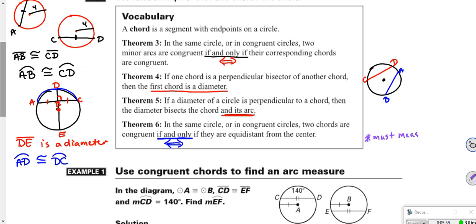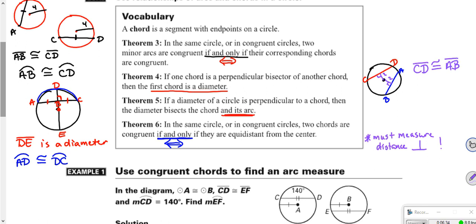Must measure distance perpendicularly, okay? I'm using symbols here. So if I say that this distance here, and I'm going to mark it perpendicular, is 2, and I say that this distance here, again, I'm going to mark it perpendicular, and it's 2, then I can say that segment CD or chord CD is congruent to chord AB.